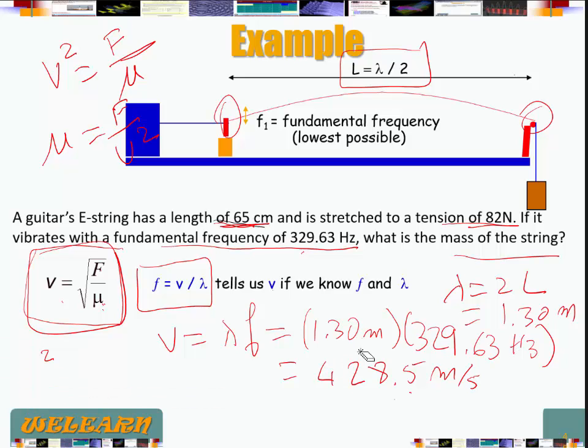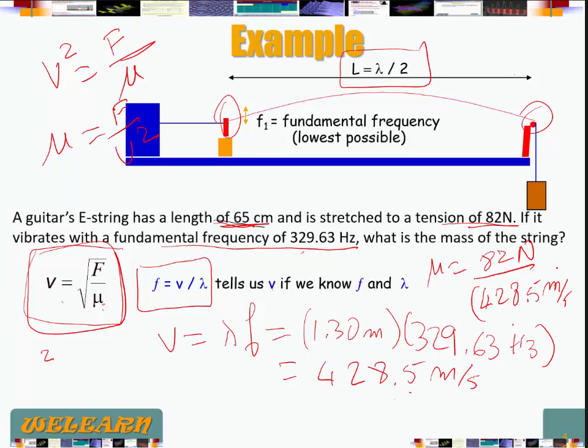I'm going to use the eraser here to get more space. So mu is 82 newtons over 428.5 meters per second, squared. This gives us for mu, sorry for writing in different places for the lack of space, 4.46 times 10 to the minus 4 kilograms per meter. Actually 46 here.